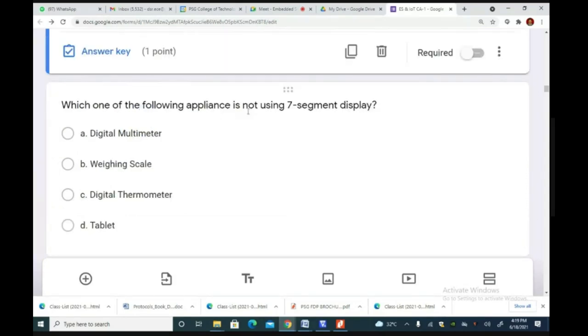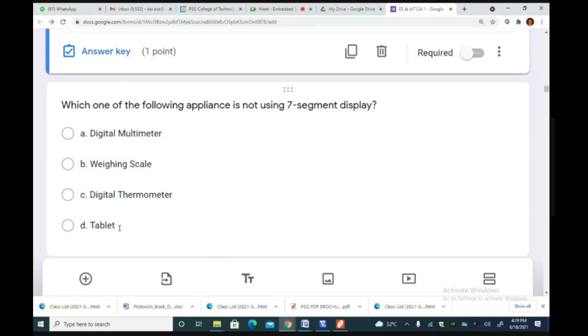Which one of the following applications is not using 7-segment display? Digital multimeter uses 7-segment display, as we all know very well. Weighing scale uses 7-segment display, as we all know very well. Digital thermometer, obviously, we are able to see the temperature is 98 or so. That is also using 7-segment display. Tablet PC. Tablet means it uses an LCD screen, right? It is not using LED.